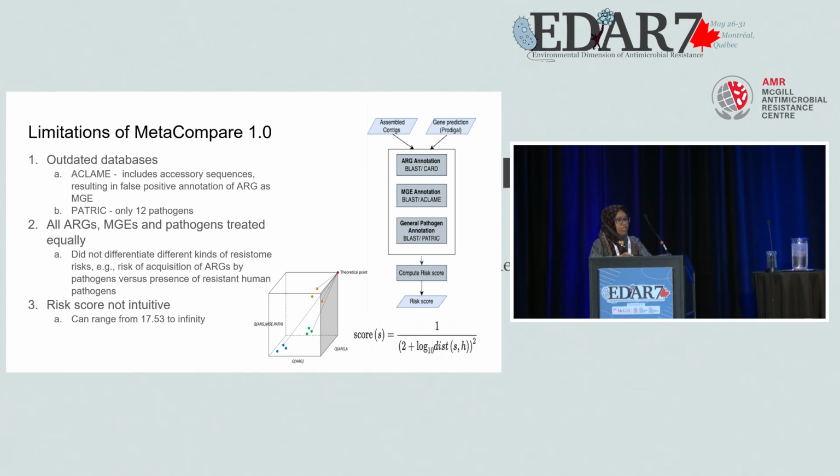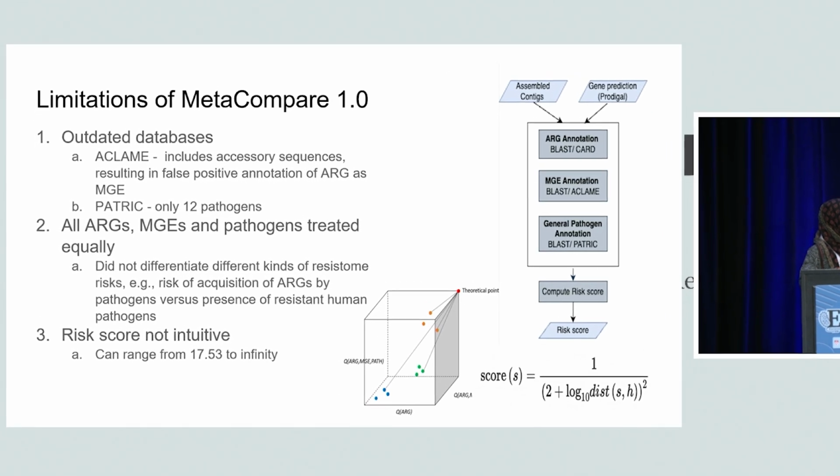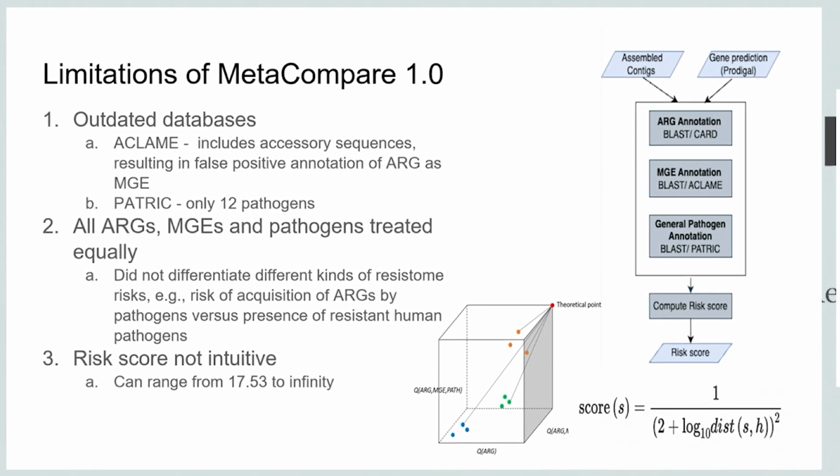But MetaCompare-1 has some limitations. For example, the databases used in its pipeline need to be updated. It uses the ACLAME database for MGE annotation, and this database contains accessory ARG sequences along with MGE sequences, and that results in false positive annotation of ARGs as MGEs. It uses the PATRIC database for pathogen annotation, and PATRIC contains information on only 12 pathogens.